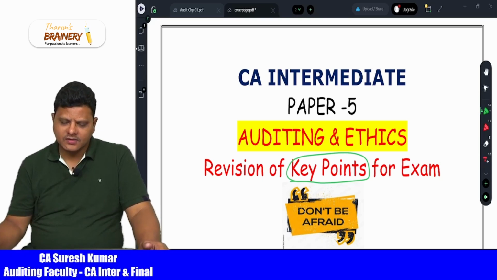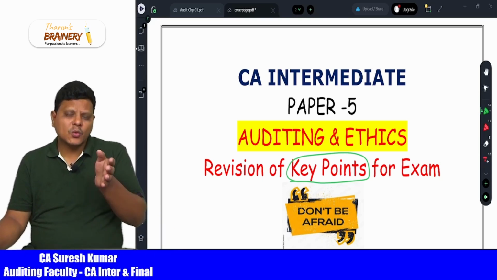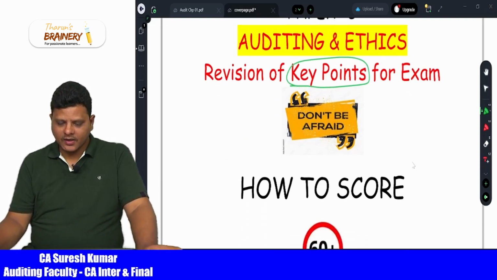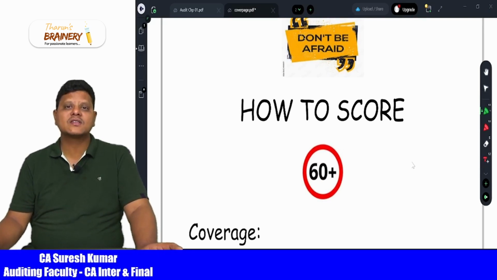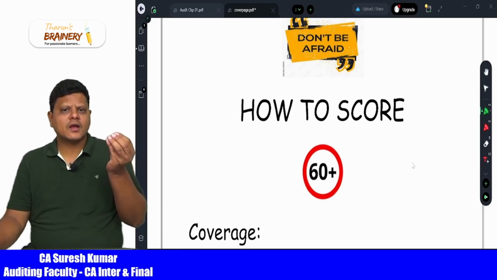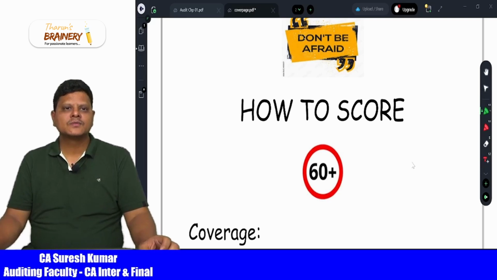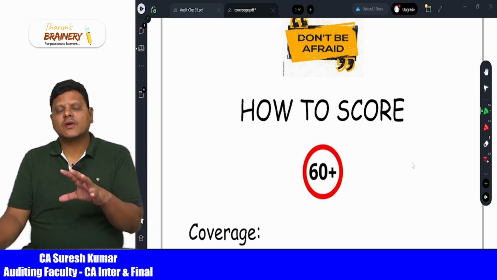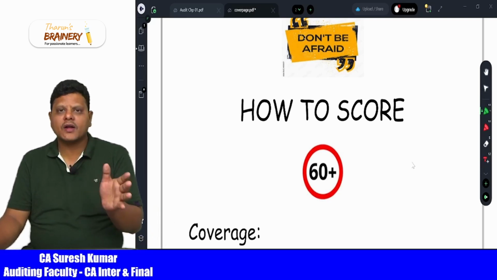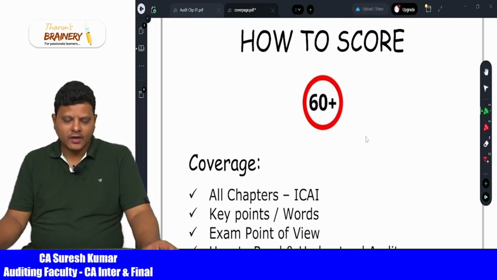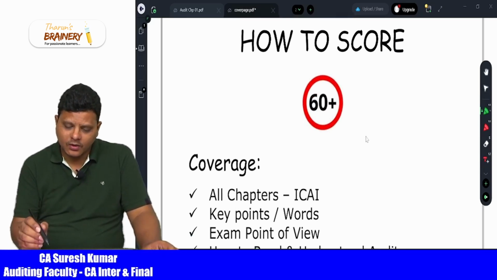Now in the majority of the cases, my dear friends, the students are afraid of the examination. We want to build confidence in the students. How to score 60 plus marks is our motto. In every attempt students feel insecure in the theory papers, but as far as the auditing paper is concerned, it is a very easy paper to understand, provided you focus a little bit on these lectures. The coverage of today's class is about how to score 60 plus marks in the examination.